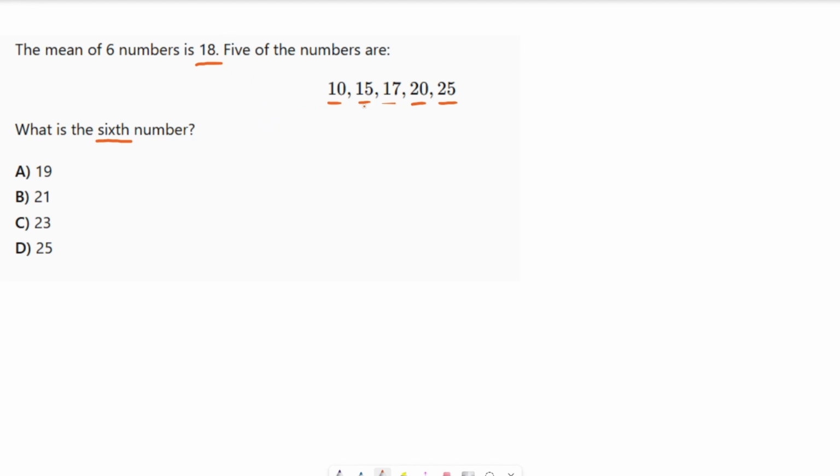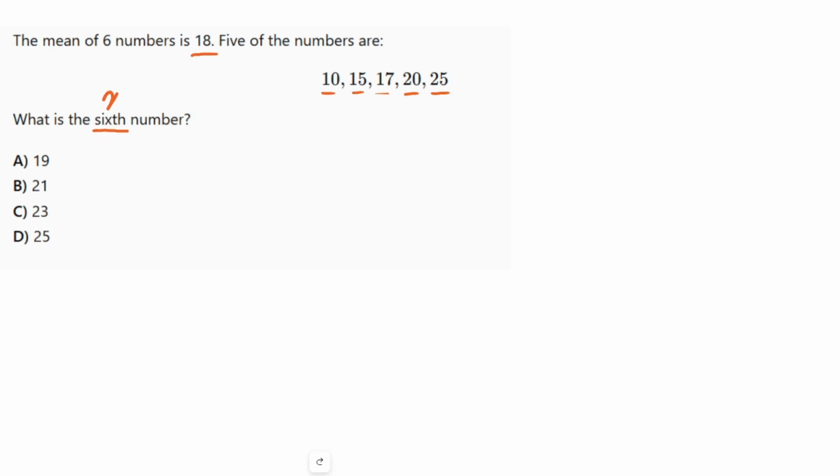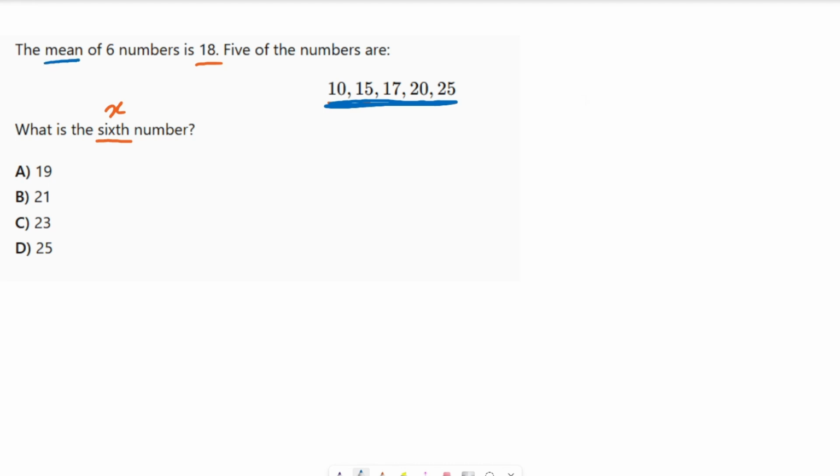All right, so we are given 5 of the numbers, and they say the mean of 6 numbers is 18. We want to find the 6th number. So let's call the 6th number x. And the mean is just the average of all the numbers. It's the average. And you'll see what I mean in just a second.